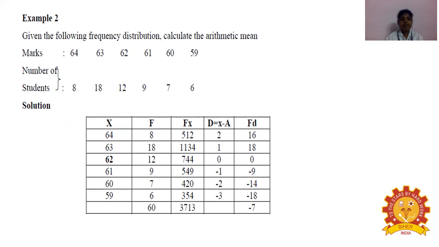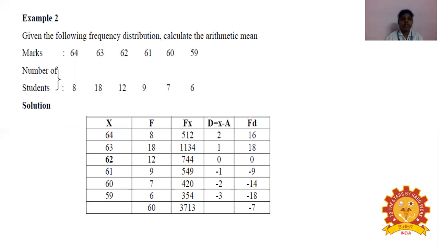Let's see an example. Given the following frequency distribution, calculate the arithmetic mean. Marks and number of students are given. Marks: 64, 63, 62, 61, 60, 59. Students' data are 8, 18, 12, 9, 7, 6. Now come to the solution.